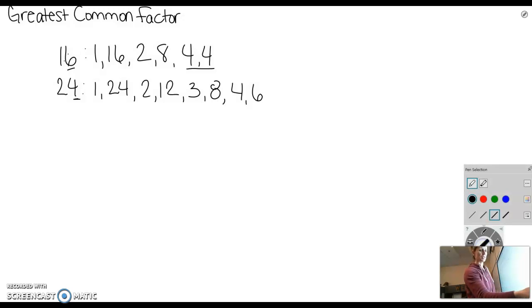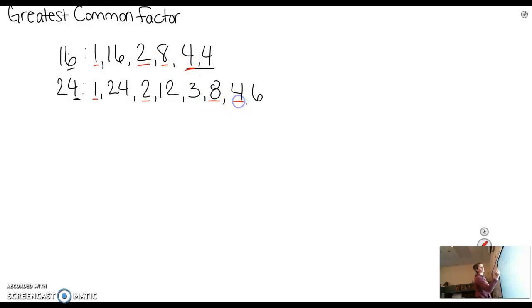So now let's find the common factors. They share a 1, a 2, an 8, and a 4. They don't share 16. So the largest factor that they share together is 8. So the greatest common factor is 8.